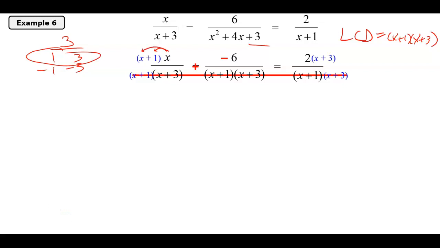Now remember, you can distribute. What's x times x and what's x times 1? X times x is x squared, x times 1 is x. So again, x times x is x squared, x times 1, 1x. Bring down minus 6. 2 times x is 2x, 2 times 3 is 6.